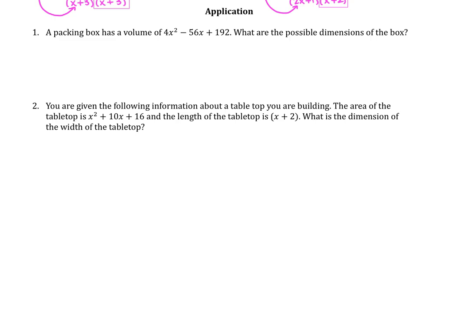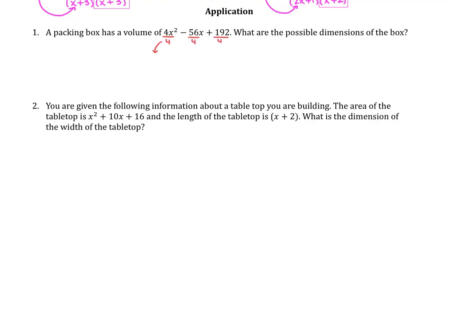So the first thing I'm going to do is look at that first term and that last term to see if there's a GCF. There is a GCF. 4 actually goes into both. So I need to double check, does 4 go into negative 56? The answer to that is yes. So I'm going to divide all 3 of those by 4 to start.